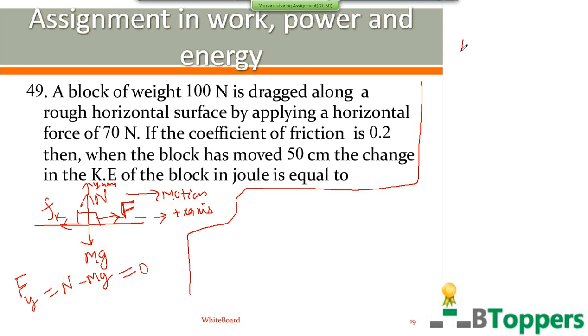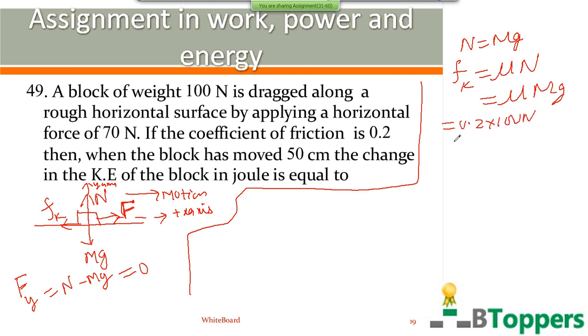So the magnitude of the normal reaction of the block is the same as the magnitude of its weight, mg. So the magnitude of the force of kinetic friction on the block is equal to the product of the coefficient of friction and the magnitude of the normal reaction, or nu into mg. Nu is given as 0.2, and the weight mg of the block is given as 100 newtons. So the magnitude of the frictional force on the block will be 20 newtons.